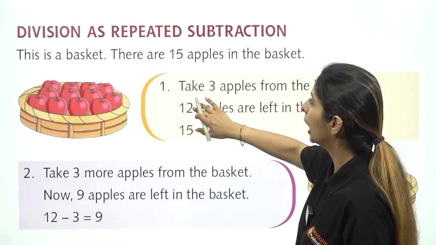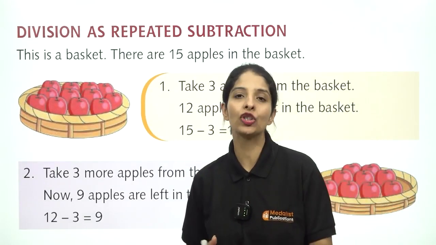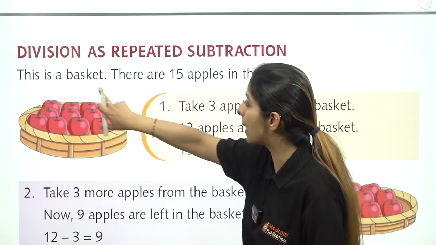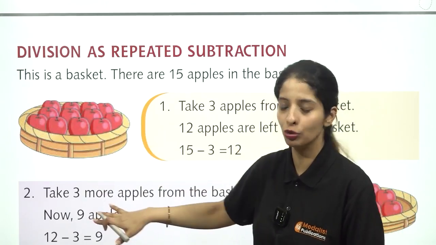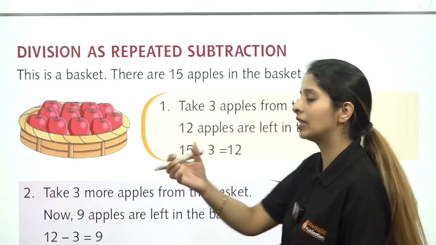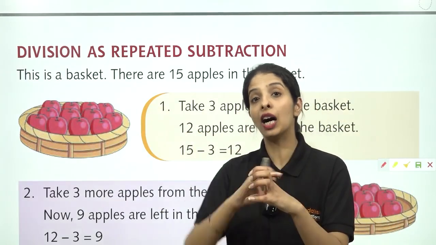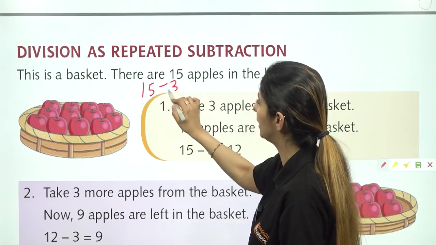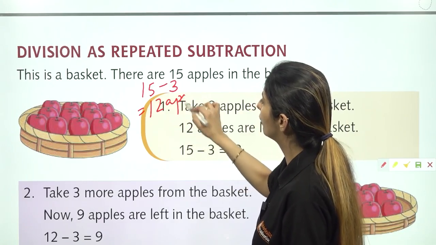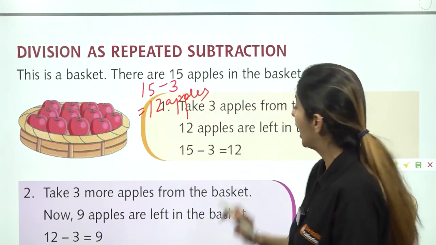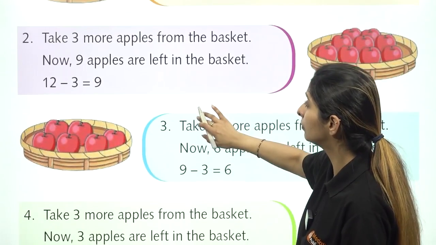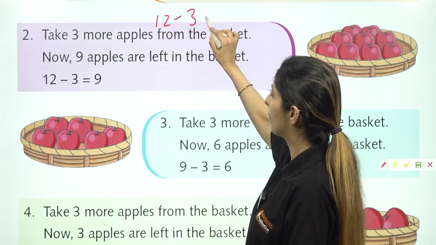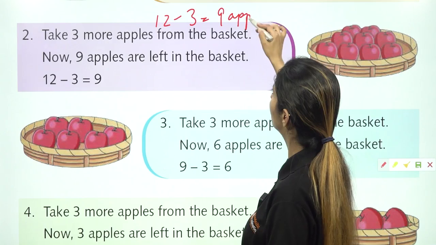Next. Now, as I told you, multiplication is repeated addition and division is repeated subtraction. This is a basket. There are 15 apples given to you. Suppose 3 apples are taken away from it. When you are taking away, we perform subtraction. So, 15 minus 3, we are left with 12 apples, right? Now, again, what we are doing? We are taking 3 more apples. We are left with 9 apples.